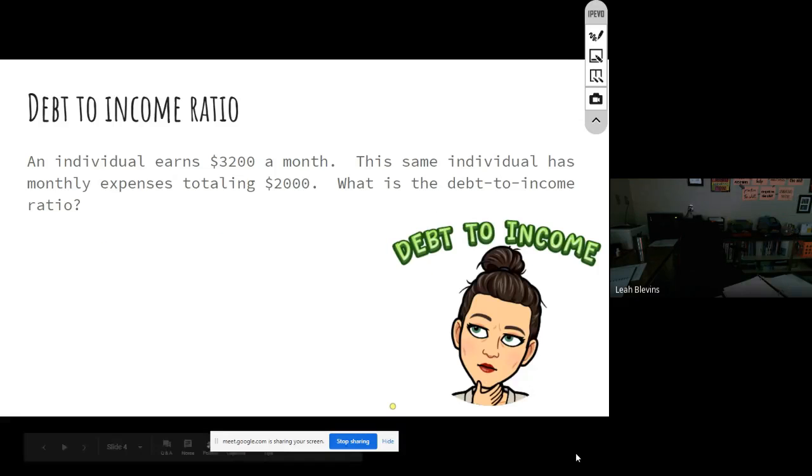All right. And next is our debt to income. Have you guys ever heard about debt to income ratio? Probably not something that you've ever had to deal with yet in your life, but maybe your parents have.